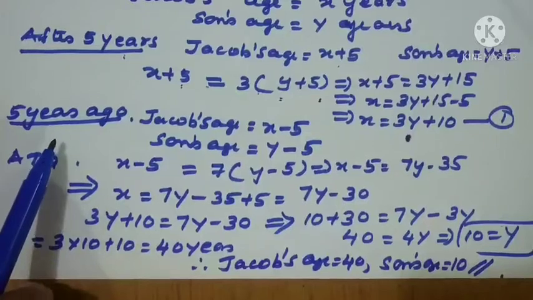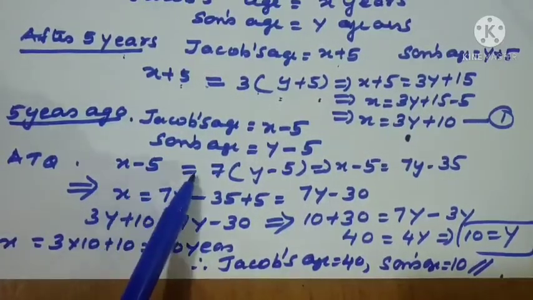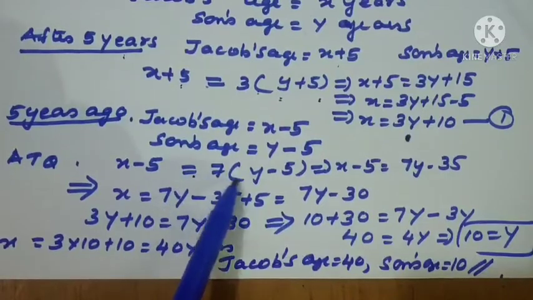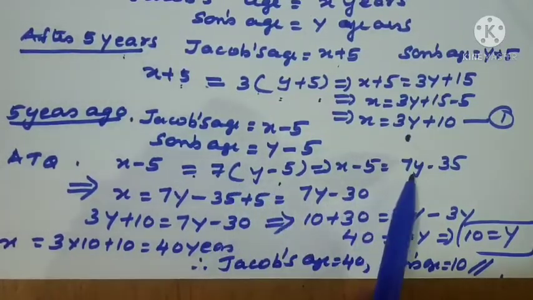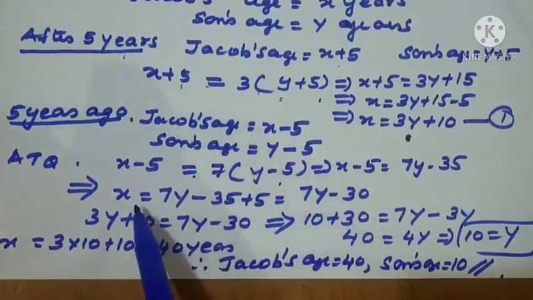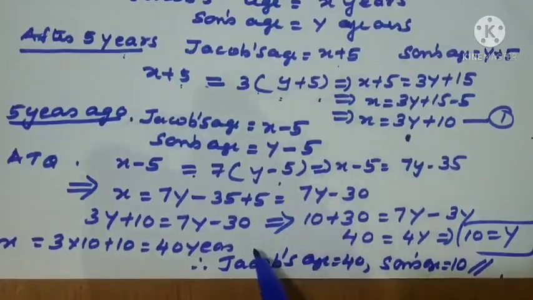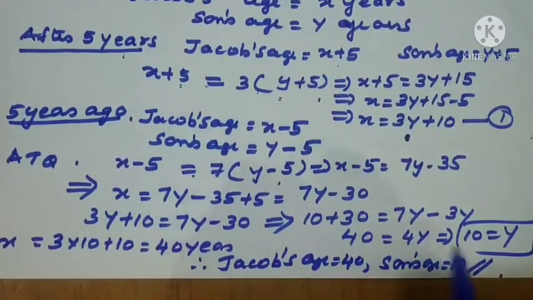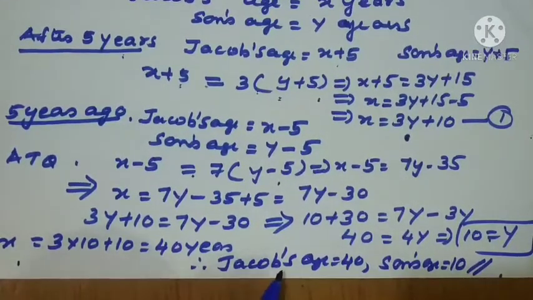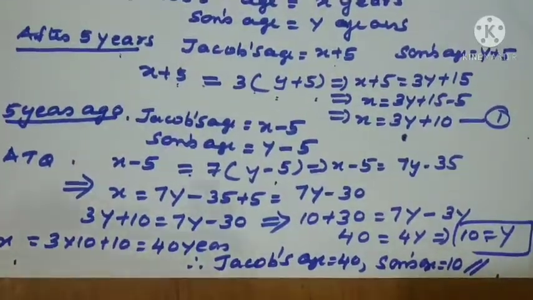What is the second part? 5 years ago Jacob's age, so x minus 5 equal to 7 times the son's age, 7 into y minus 5. So here you will get x equal to 7y minus 30. Now x should be substituted from equation 1. So we have substituted here and solved for y equal to 10. Once we got y, we can calculate x, that is Jacob's age, equal to 40 years.